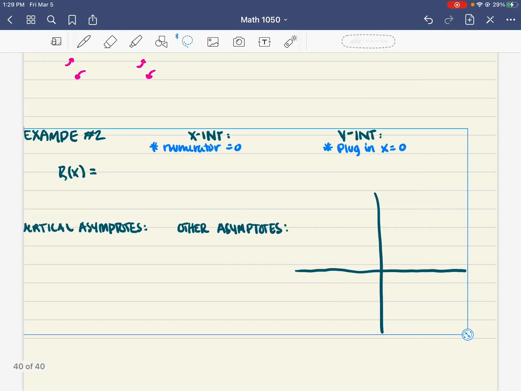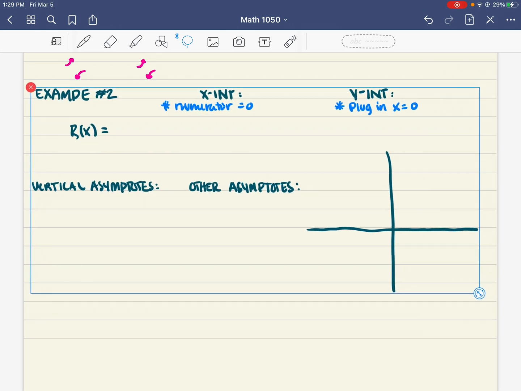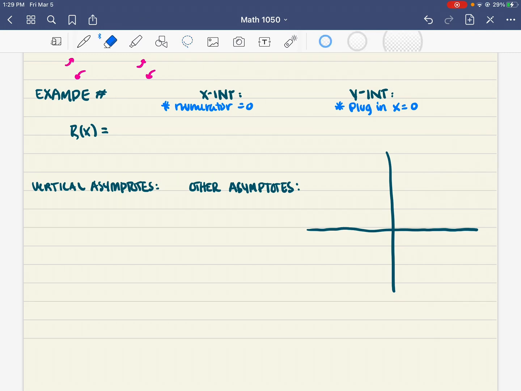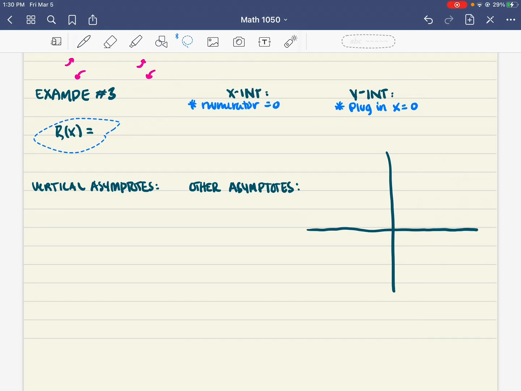Awesome. Okay, so I'm just going to cheat a little bit and paste this third example down here. This is example number 3, and our function is going to be, and I'm going to have to move these over again.